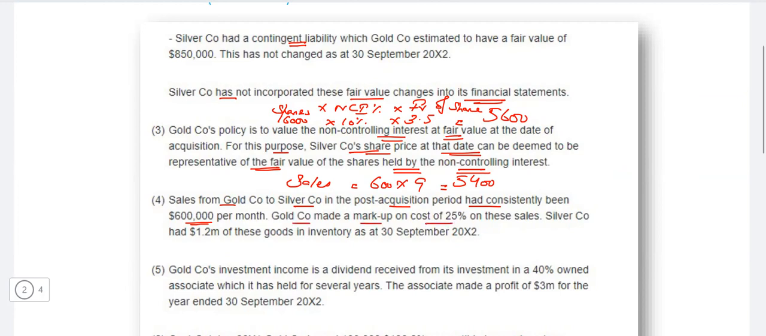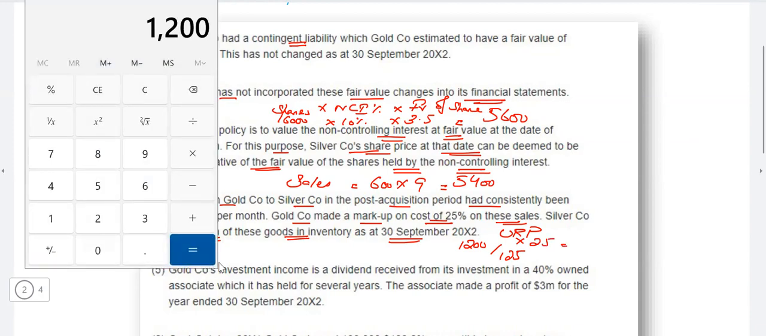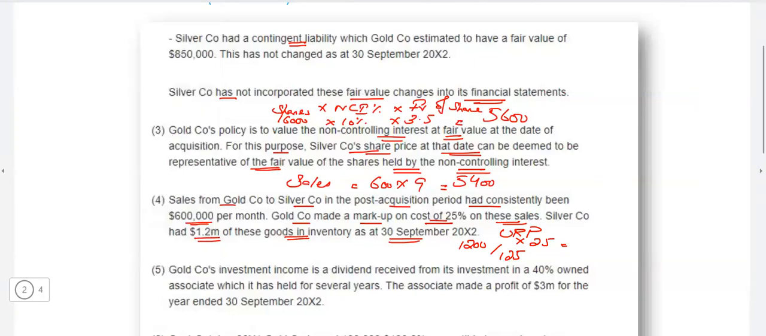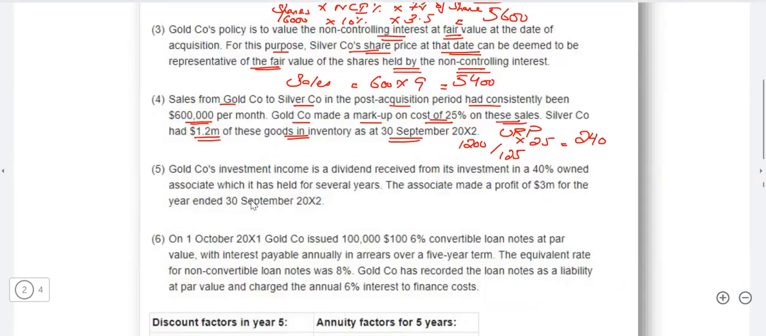Gold company made a markup on cost of 25% of these sales. Silver company had 1.2 million of these goods in inventory as at 30th September 2022. Now we know that to calculate the unrealized profit, we need to know how much of the goods are in stock, and it clearly says 1,200, which is 1.2 million. So 1,200 divided by 125, which is 100 plus markup, and multiply by 25. 1,200 is the value of the inventory still in stock. Divide by 125 because there is a 25% markup. So this is the sales value. Multiply by 25. So we get the unrealized profit of 240, which will be added back in the cost of sales because we need to reverse it from the intragroup purchases. So 5,400 will be deducted, 240 will be added.